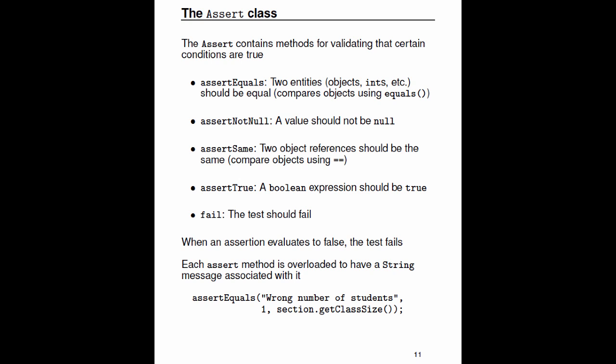Each assert method is also overloaded to have a string message associated with it. So assert methods like assertEquals either have two arguments, or a three-argument variant where the first argument is a message that is printed out with the failure. And this can be very, very helpful, especially when you've got something like assertEquals with an int, where it's like, okay, I expected 1, but I got 2. Well, what does that mean, and what's the context there? So you can add a message to your assertions that is included when it fails, which helps you understand what it meant for the assertion to fail.